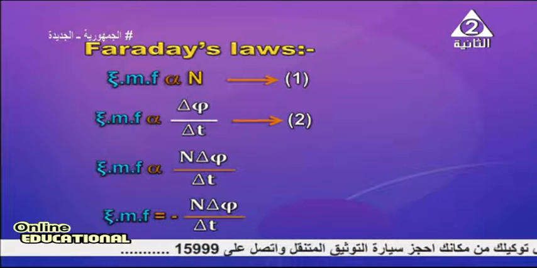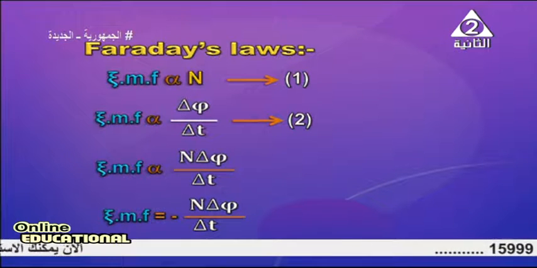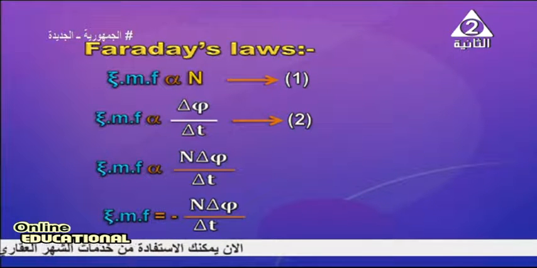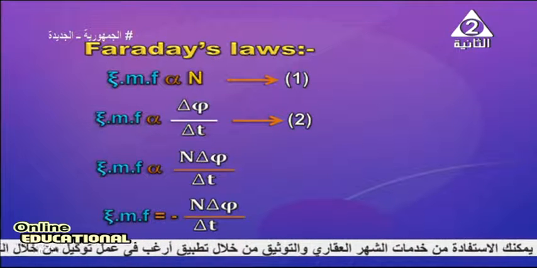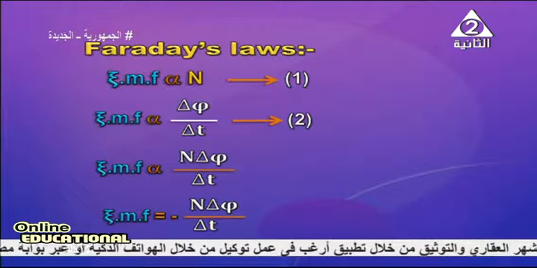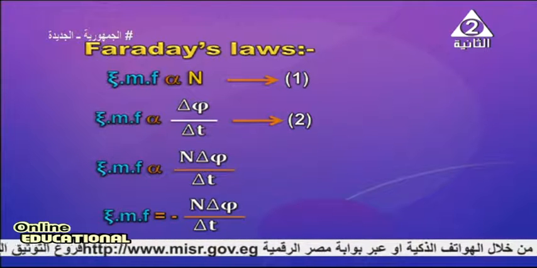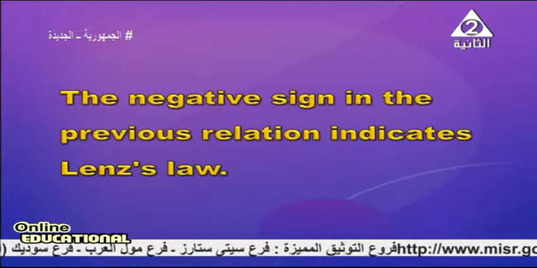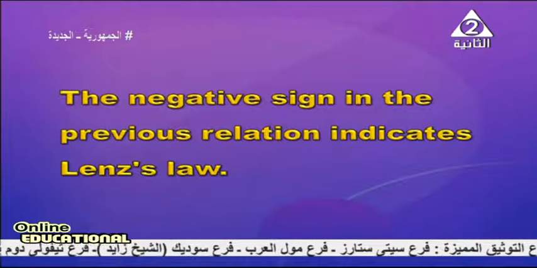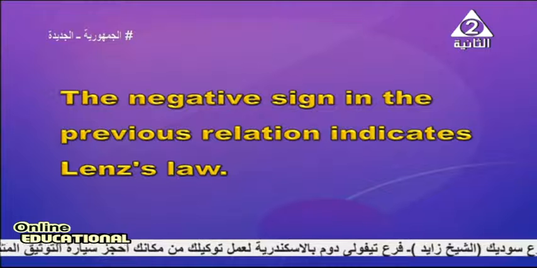We expect to have a constant, but the constant has a value of 1, and we've got a negative sign, and of course you know why we've got a negative sign. It indicates Lenz's rule. So Faraday's law: EMF equals negative N delta phi over delta T. And the negative sign, as I said in the previous relation, indicates Lenz's rule.